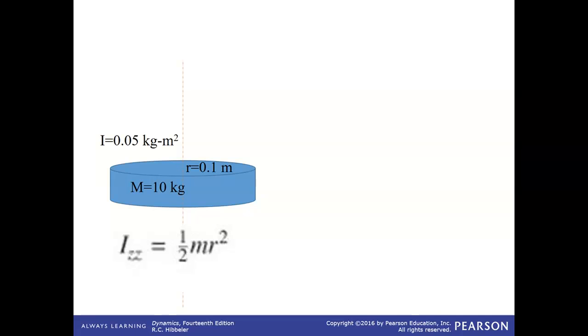Now, I'll try to explain that concept with an example. So consider a circular disk with mass 10 kilogram and radius 0.1 meters, and we try to rotate this disk with respect to this red line, which is an axis perpendicular to the plane and passes through the center of mass. So it's the z-axis, and the moment of inertia about the z-axis is 1/2 mr square. We know the mass of the disk is 10 kilogram and we know the radius, so substituting these numbers we get the moment of inertia of 0.05 kilogram meter square.